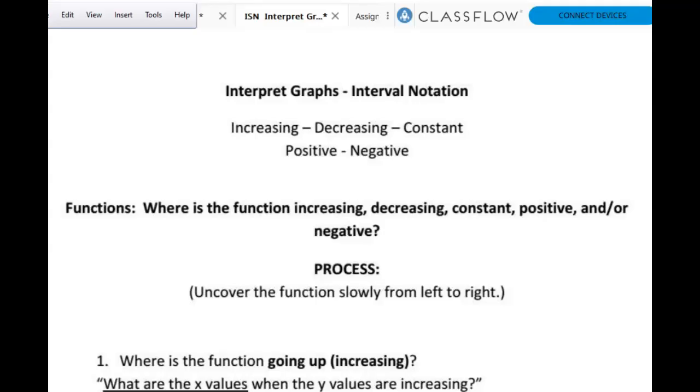First of all, every function we look at, we're going to look at it like a book. We're going to read from left to right. So we're always going to start on the left and go to the right. And the second thing, if I say it's increasing, I'm talking about the y's. Where is the y increasing? Or where is the y decreasing? Where is the y positive and where is it negative? And we're going to identify that with x's.